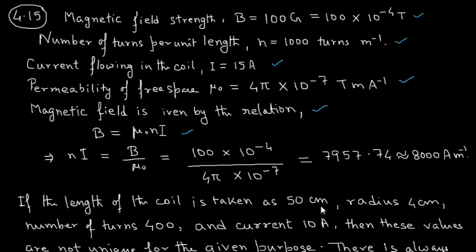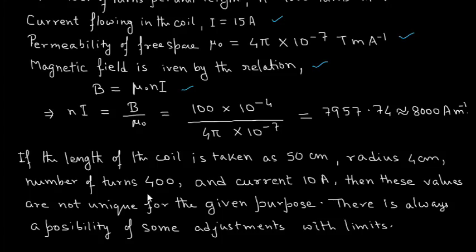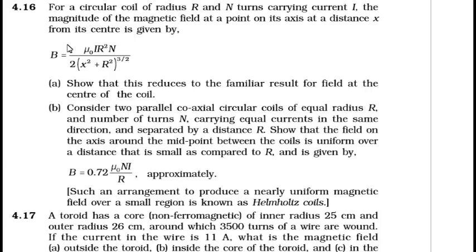If the length of the coil is taken as 50 centimeter, radius 4 centimeter, number of turns 400 and current 10 ampere, then these values are not unique for a given purpose. There is always a possibility of some adjustment within limits. Let us see the next problem. Now let us see problem number 4.16.